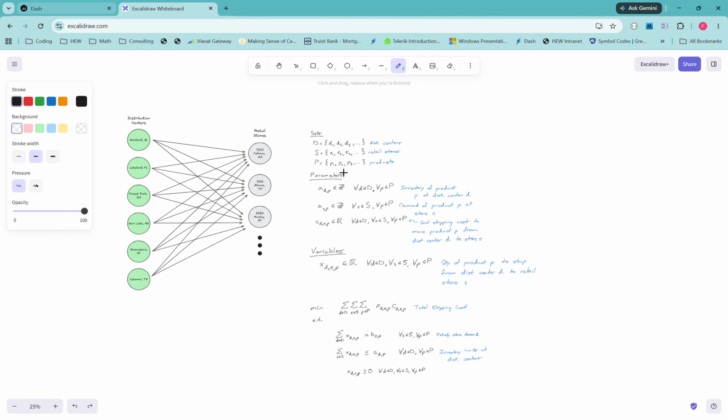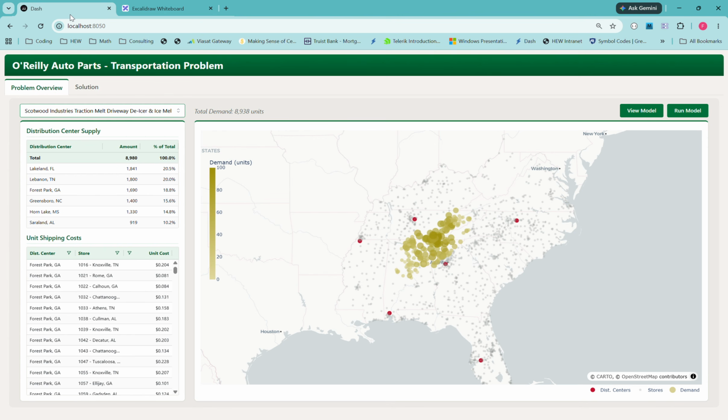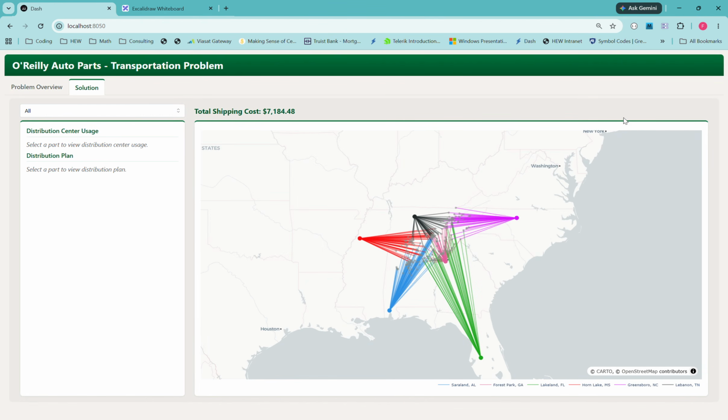So as I transition from this mathematical model, I'll come back to my PolyDash app, and basically what this app has now is a formulation of this model that I can then solve. We're basically formulating again this model with the Pyomo algebraic modeling language, and we're going to pass it to the GNU Linear Programming Kit, or the GNU solver. I can do run model here, and that gets us to the solution tab.